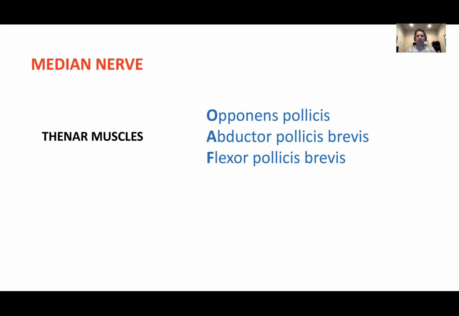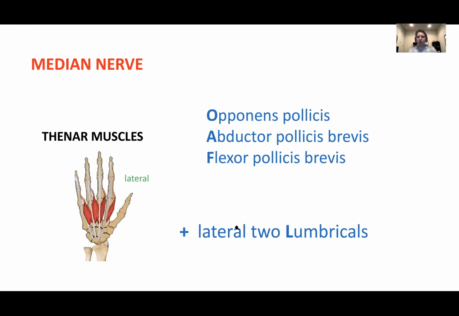All right, so median nerve. So there's thenar muscles, right? That's under your thumb. They're the OAF muscles, and they all have pollicis in it. Pollicis means thumb, right? Then you also include the lateral two lumbricals. This is another tricky thing.